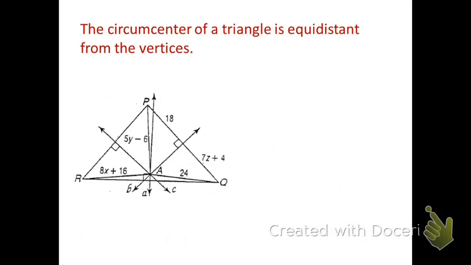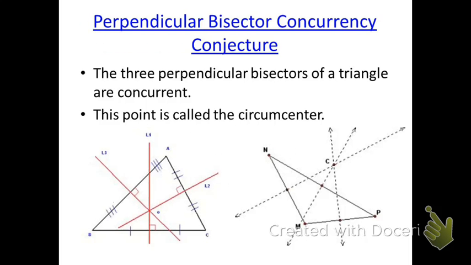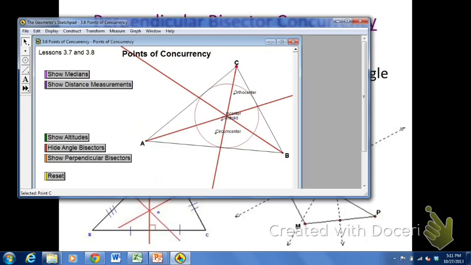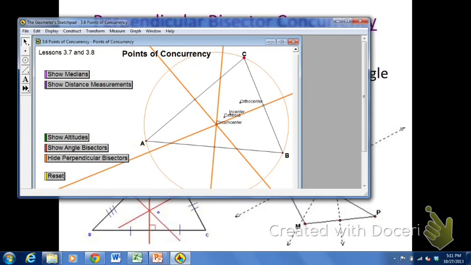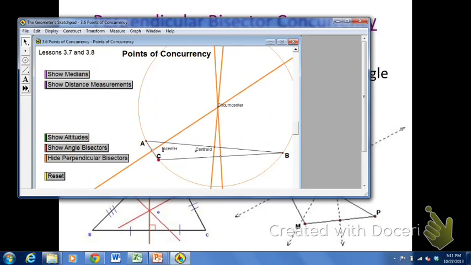Since the perpendicular bisector is equidistant from the 2 endpoints of the side that it's crossing, in a triangle, the circumcenter will be equidistant from the vertices. If you don't see that, let's look at this geometry sketchpad demonstration. Now, we're going to show only the perpendicular bisectors and hide the angle bisectors. As you can see, all of those perpendicular bisectors, no matter what type of triangle I make, will meet at the point called the circumcenter.